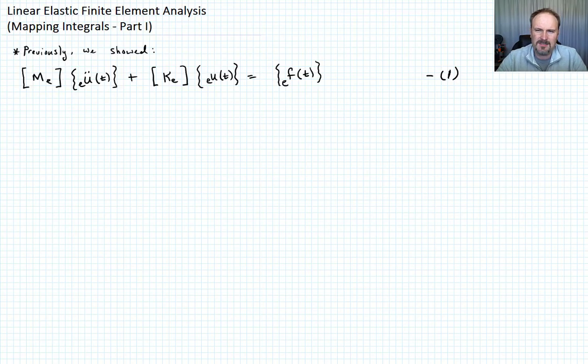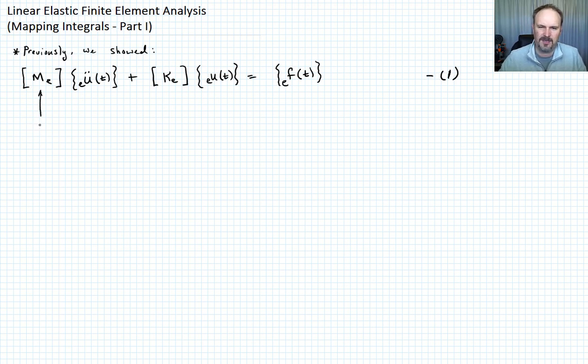Okay, in our previous lectures, we developed the matrix equations of motion and came up with a matrix equation that looks like equation 1 that I'm showing you here. One thing I still want to remind you of, though, is what those terms entail. So we have a mass matrix times a nodal acceleration vector plus a stiffness matrix times a nodal displacement vector is equal to a force vector.